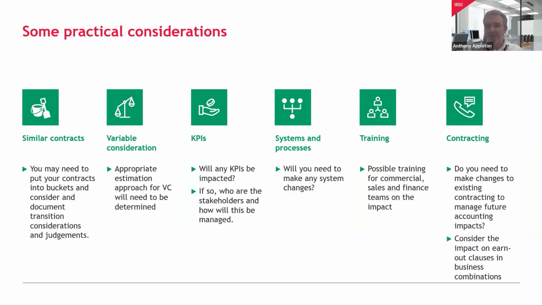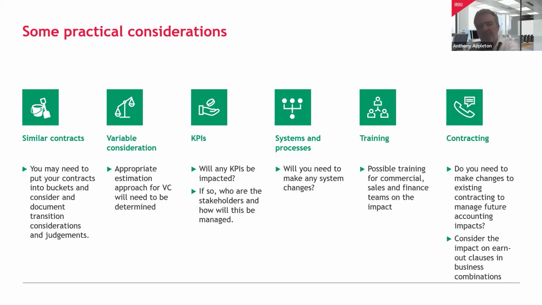This is just for you to think about some of the practical considerations of everything you need to do. You can lump together similar contracts, but you've got to make sure you do that carefully. You can only put them into the same bucket, if you like, for your analysis, if they've got similar terms, similar conditions, similar characteristics. But it's worth doing that for the overall analysis of what kind of distinct obligations are arising in your individual contracts. You need to think through the variable consideration to determine which approach you're going to use, the expected value or the most likely.